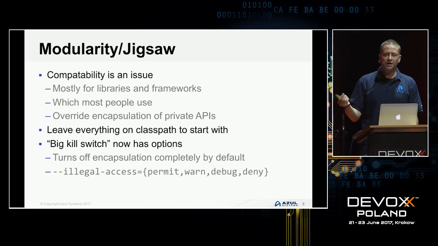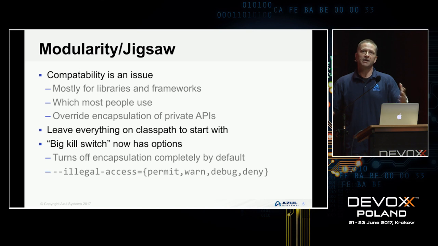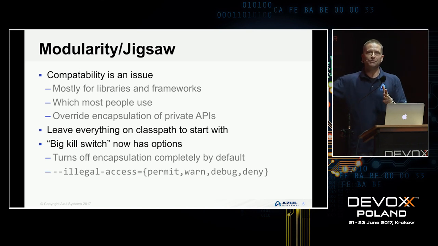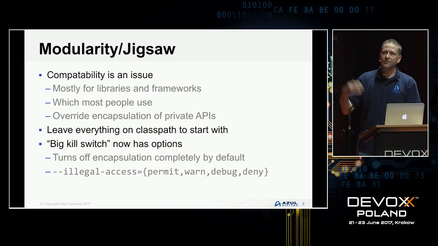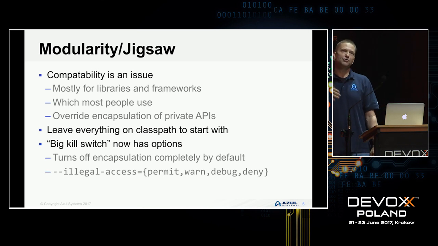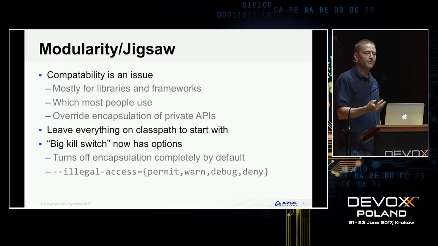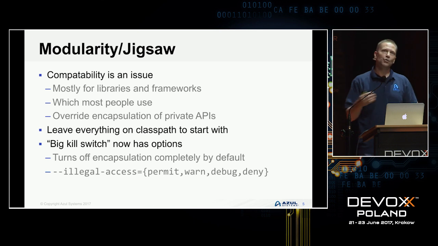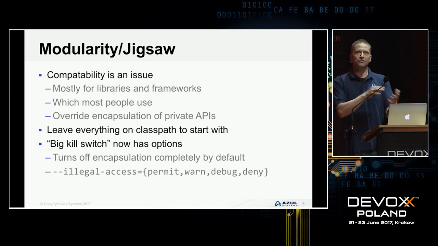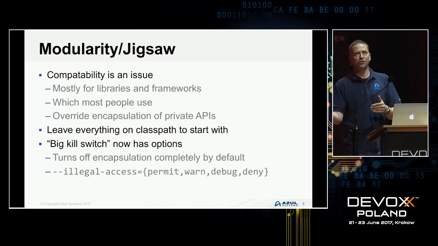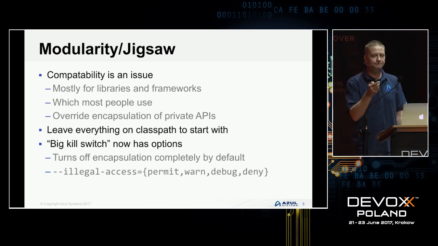There's also warn, which will give you more information. It will give you a warning every single time that you access an API. There's debug, which will give you more information about how you can try and change things to avoid this. And then there's deny, which effectively turns off the illegal access. So rather than using the default, which is permit, you can turn it off and then see if your application will run.